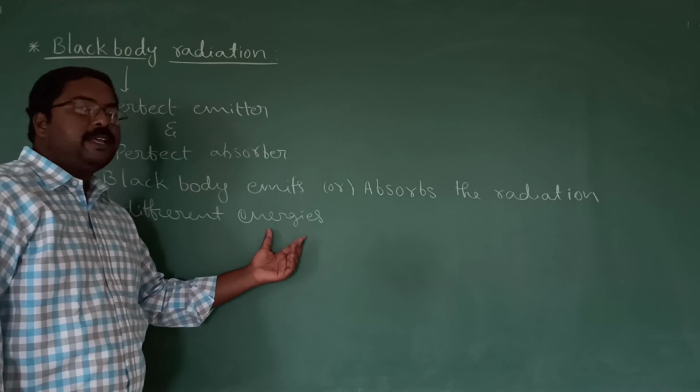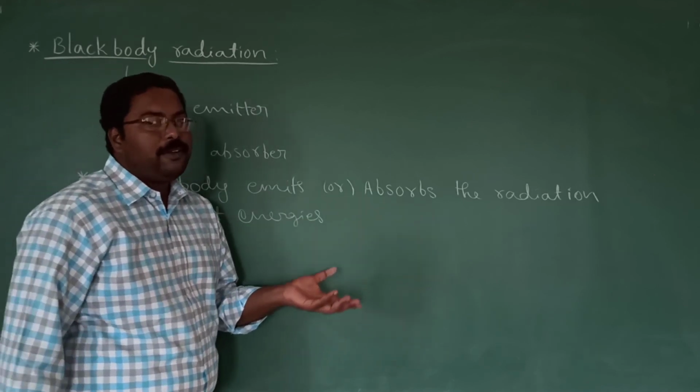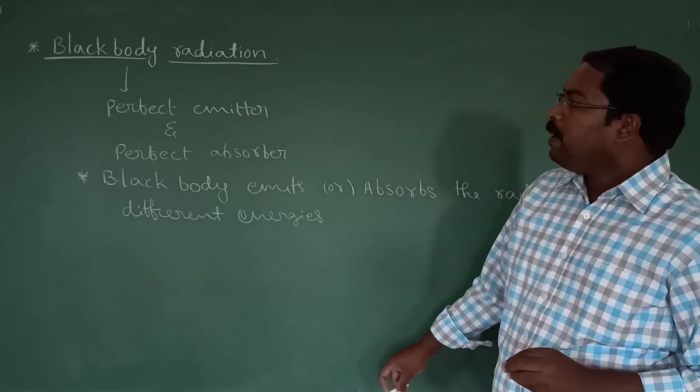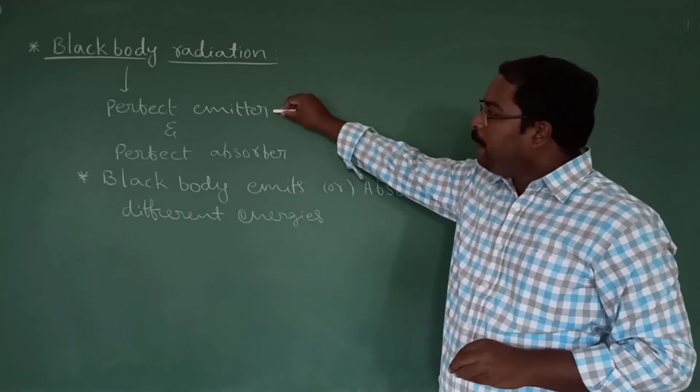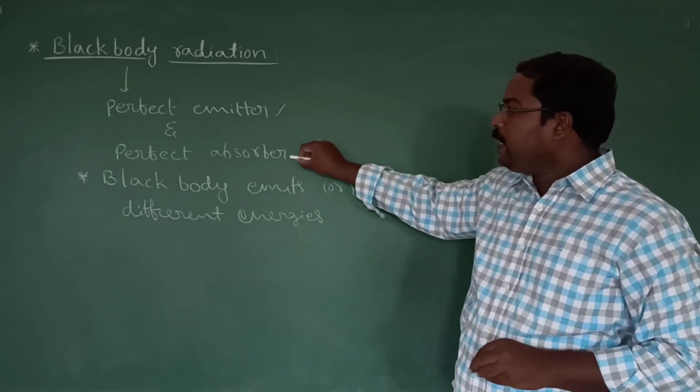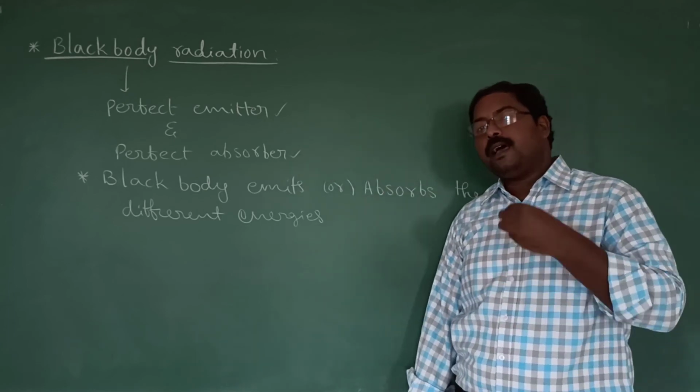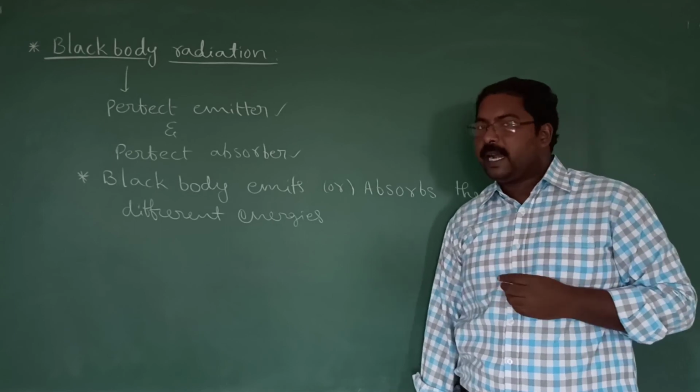Because if energy is different, automatically wavelength and frequency are also different. So we can define it in any manner. But in simple words, a black body is nothing but a perfect emitter or perfect absorber. It can emit or absorb all types of radiation.